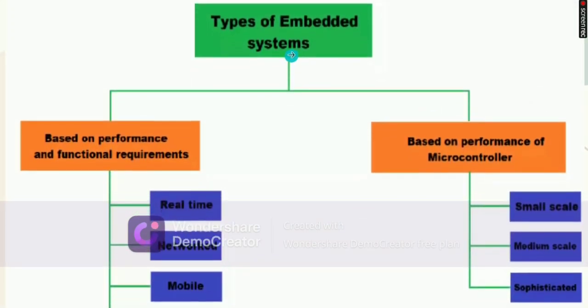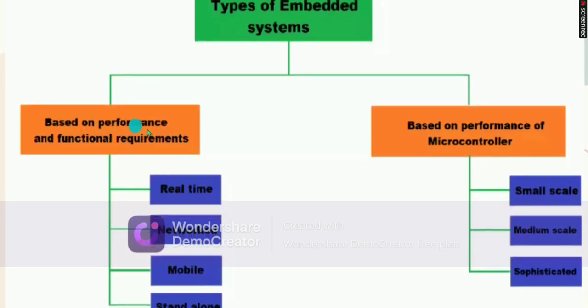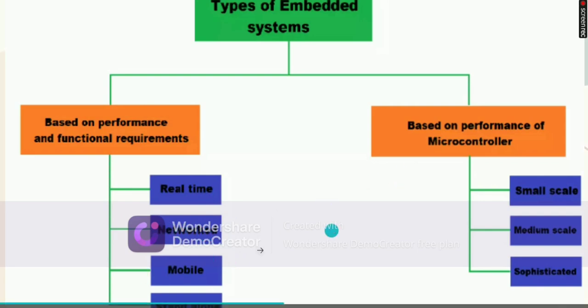So basically embedded systems are divided into two types. One is based on the performance and functional requirements, the other is based on the performance of the microcontroller. Based on its performance and functional requirements, it is divided into real-time embedded systems, networked embedded systems, mobile embedded systems, standalone embedded systems.